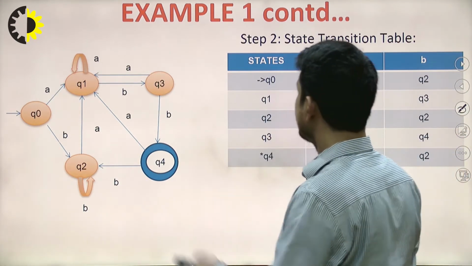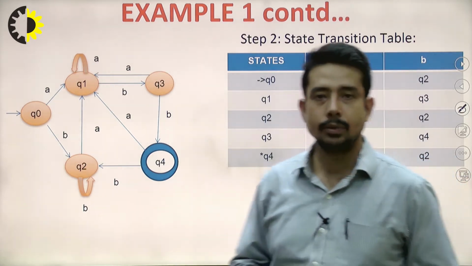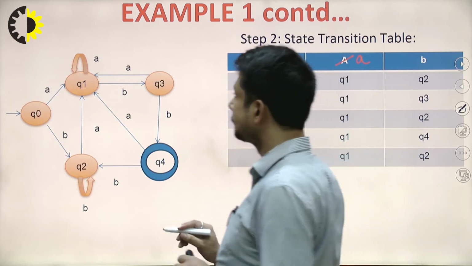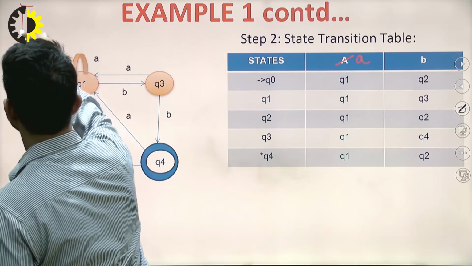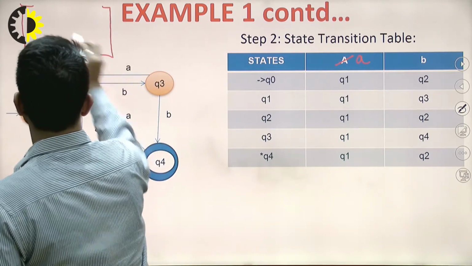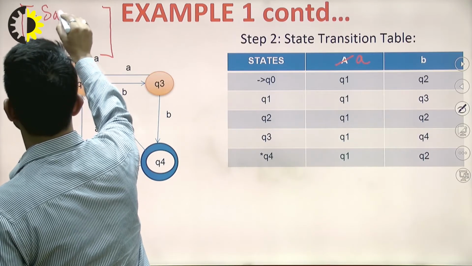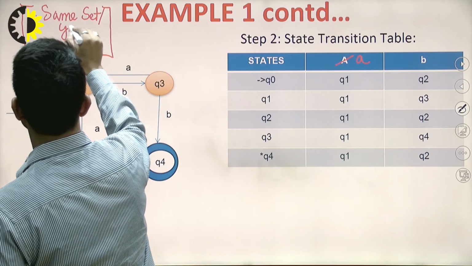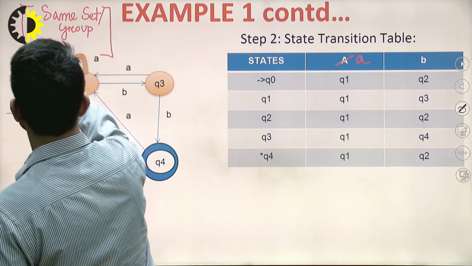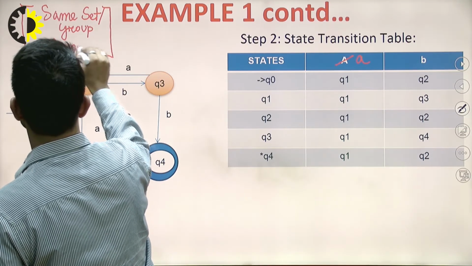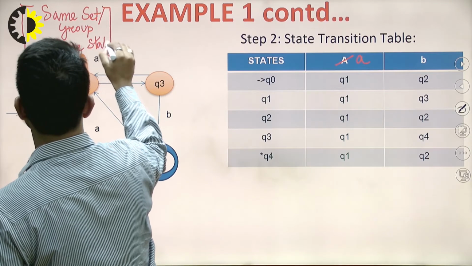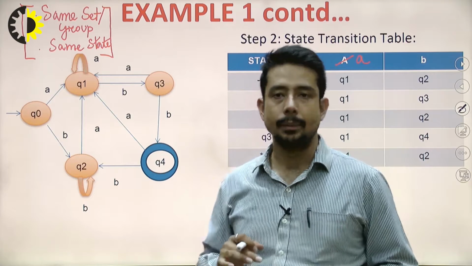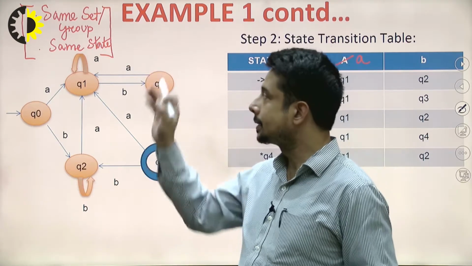Now comes step number 3. Before going into step number 3, we need to follow a particular context in this algorithm. That is nothing but, I am mentioning over here two things. Number 1, same set or group, and number 2, same state. Now these two contexts, these two particular points you should keep in mind. Same set or group, and next is same state.